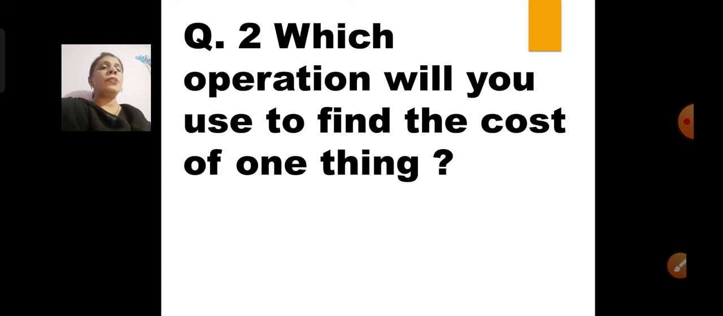Now, which operation will you use to find the cost of one thing? Children, you are having 5 books with you and you want the cost of one book. So, which operation will you use? Operation means method. Division, subtraction, multiplication, addition. In these four operations, which operation or which method will you use to find the cost of one thing?